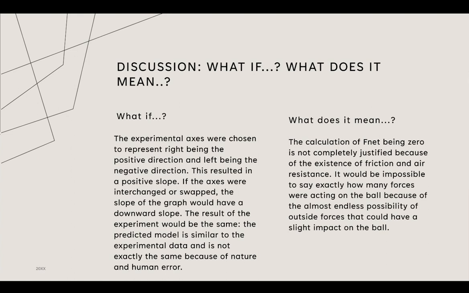The predicted model is similar to the experimental data and is not exactly the same because of nature and human error. The calculation of F-net being 0 is not completely justified because of the existence of friction and air resistance. It would be impossible to say exactly how many forces were acting on the ball because of the almost endless possibility of outside sources that could have a slight impact on the ball.